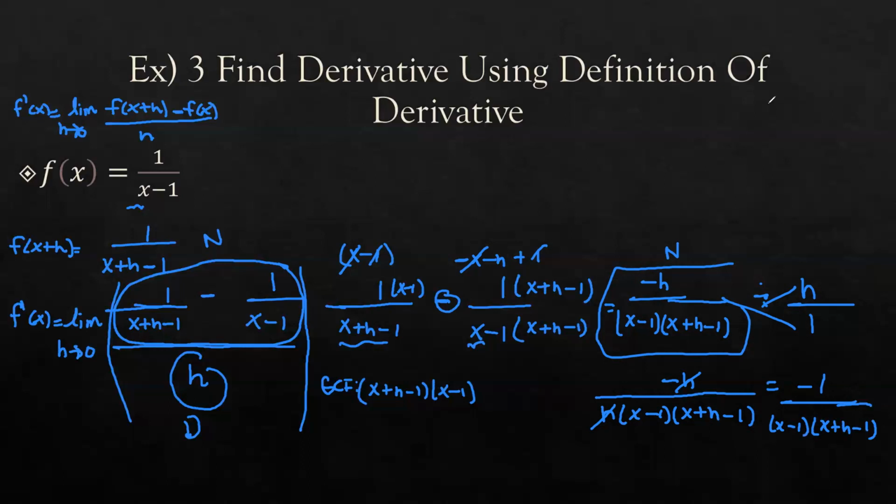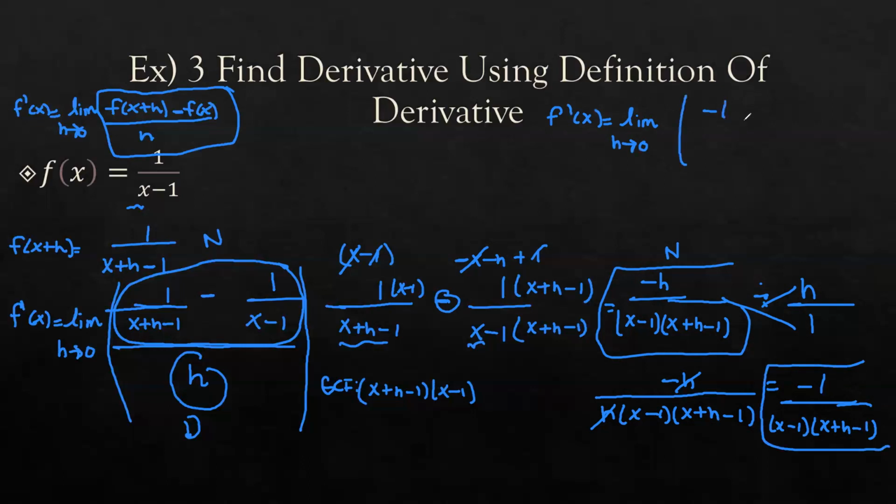Okay, so now we can finish our problem. So you can say f prime of x equals the limit as h approaches 0. And then this whole thing right here, we simplified as negative 1 over x minus 1, x plus h minus 1.